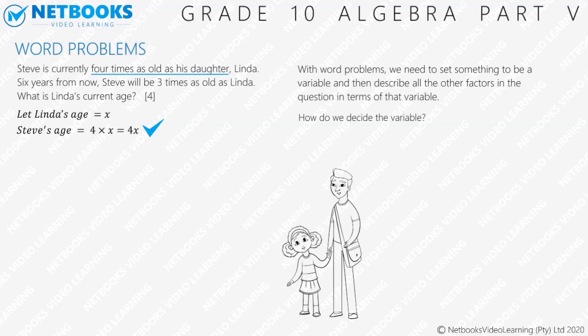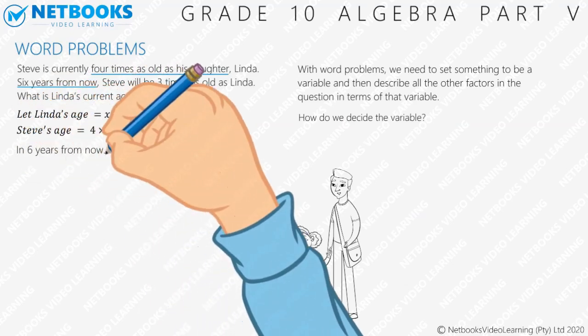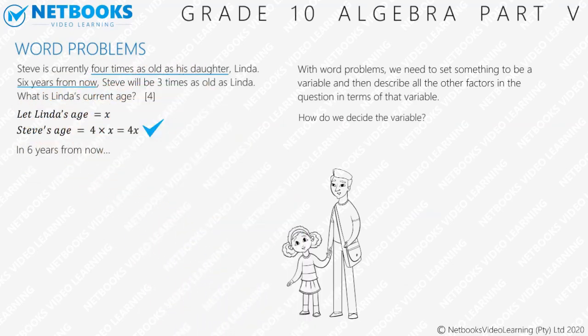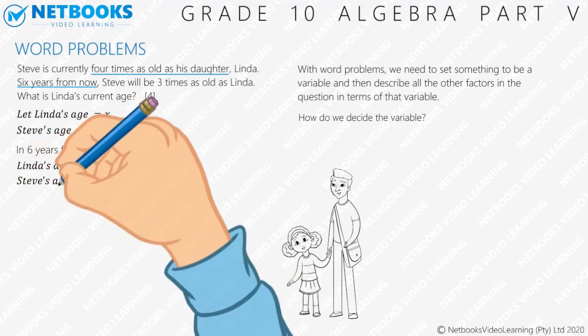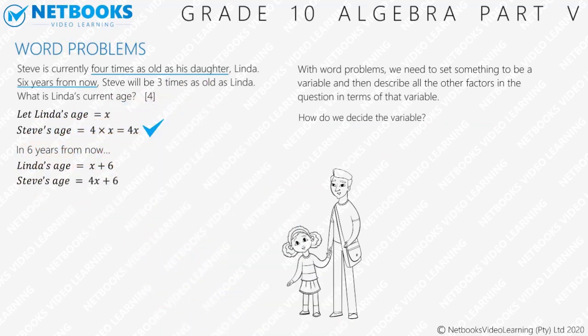The question then goes on to mention 6 years from now. Well, 6 years from now, Linda and Steve will be 6 years older than they are currently. So we can add 6 to their current ages. And we now have how old they are 6 years from now. A mark has been awarded for this step.